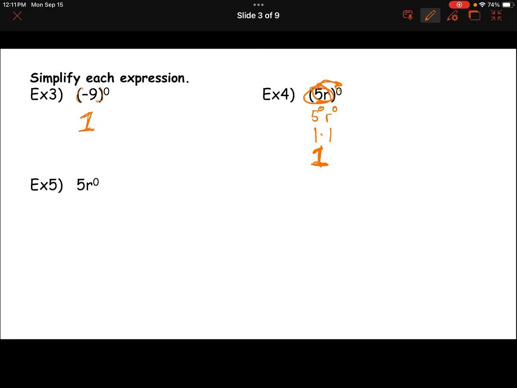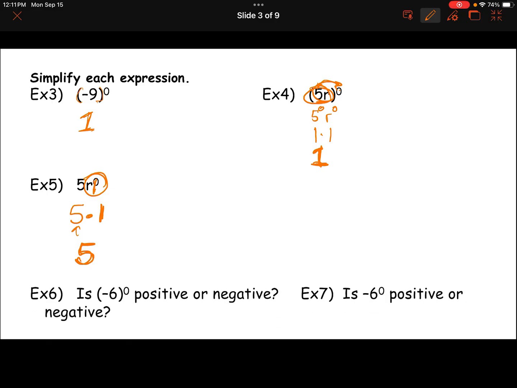Now, we get to number 5, things get a little trickier. The answer to number 5 is not 1. The answer to number 5 is 5 times 1. This part is 1, but this part is not. So my answer to number 5 would be 5. 5 times 1 is 5. You try 6 and 7.